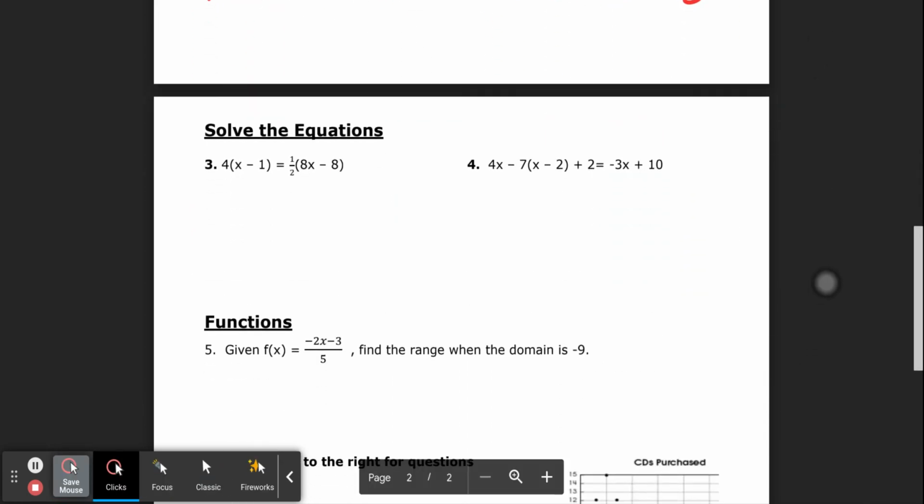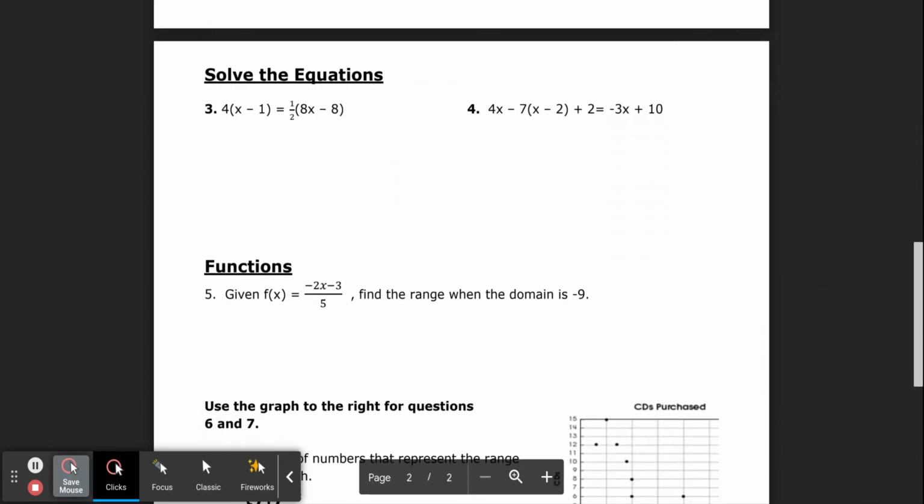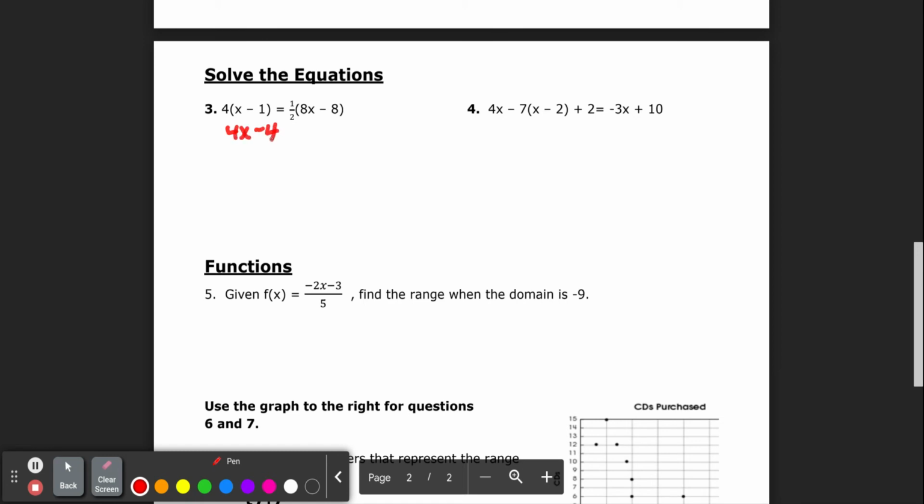Let's look on the back side. We've got some more review. All right, so on number 3, we're going to hippity-hoppity. So 4 times x is 4x. 4 times -1 is -4. Half of 8 is 4. Half of -8 is -4.